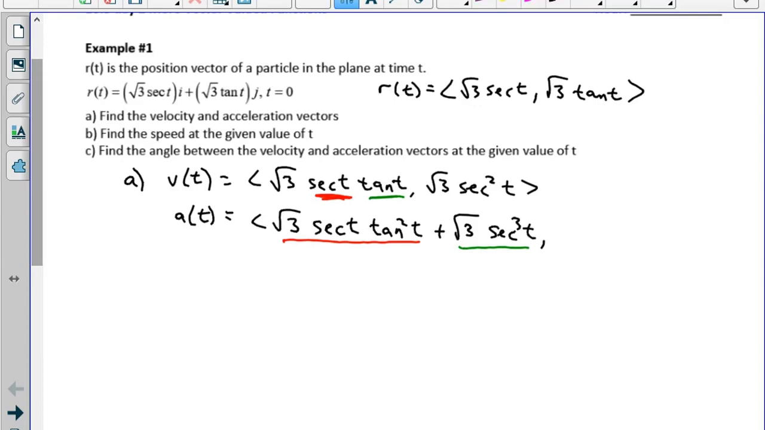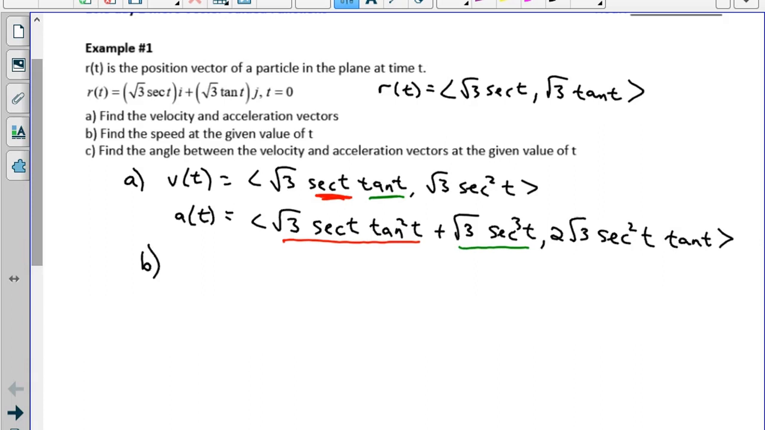For the y component, that's root 3 times 2. I'll put a 2 out in front. Maybe I'll erase it and write it a little bit neater. 2 root 3 secant t times a chain rule component. So then the derivative of secant is secant tangent. And since we will then have secant appearing twice, we'll have secant squared t tangent t. So that ends up being the acceleration vector.